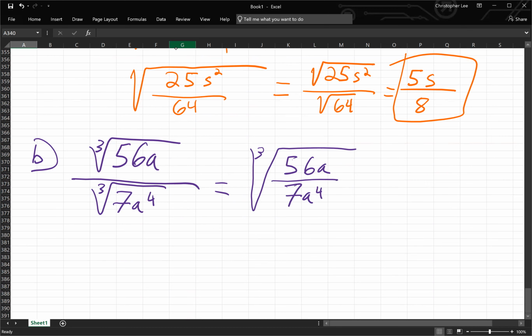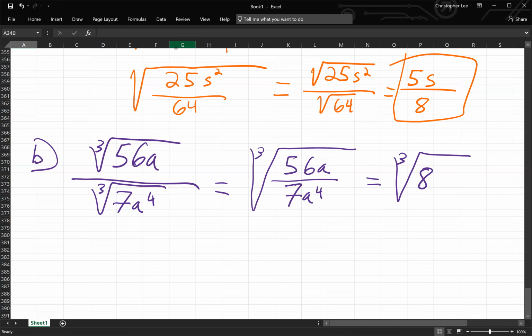So let's reduce this. 56 over 7, what's that? 28. We're having a story. What's 56 divided by 7? Yeah, it is. Wait, is it? Yeah, it is. So now, I was trying to do it in my head.